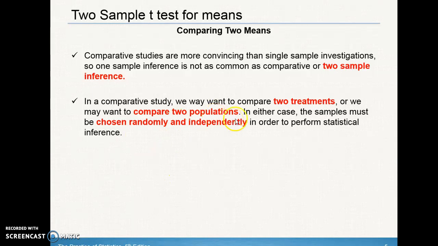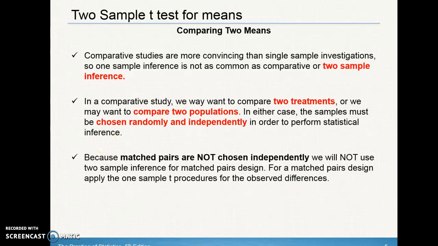In either case, please make sure that the samples are chosen randomly and independently in order to perform statistical inference. That means you have two simple random samples, one from population 1 and one from population 2. Now, because the matched pairs are not chosen independently, we will not use a two-sample inference for matched pairs. So just be careful. Remember, that means that population 1 is different from population 2. That's not true in matched pairs.